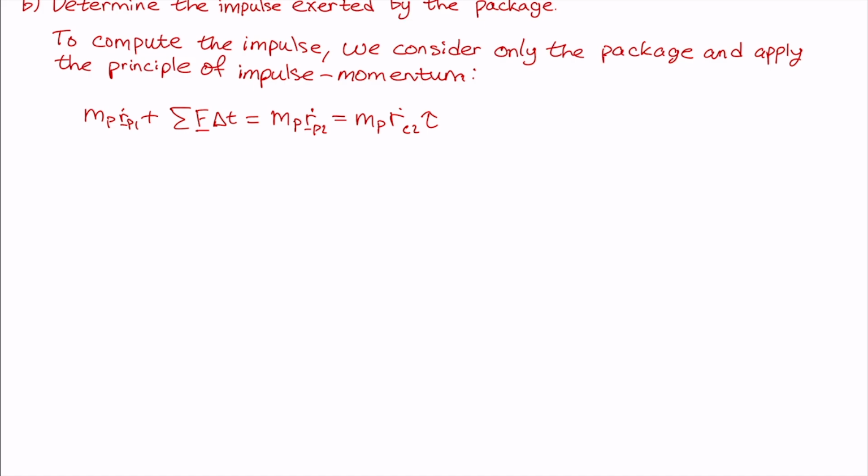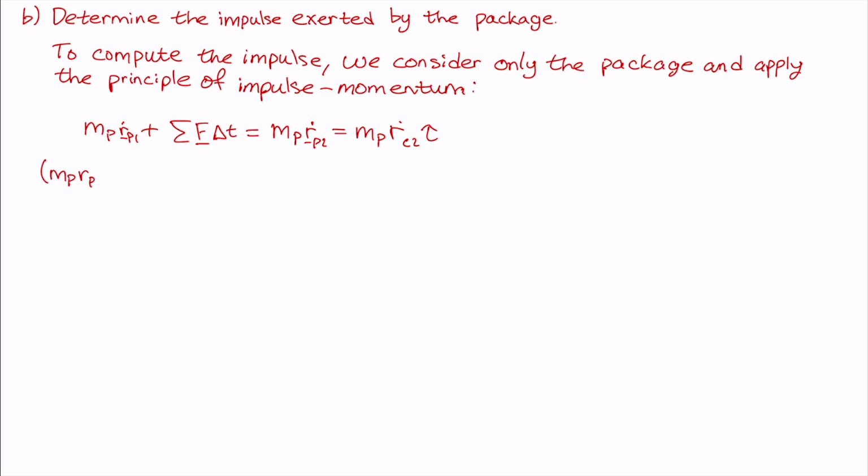So expanding the left-hand side into components, we're going to get m_p r_p1 dot cosine theta minus Fx delta t, that acts in the i direction, plus we're going to have minus m_p r_p1 dot sine theta plus Fy delta t, that acts in the j direction here, equal to m_p, and we'll just leave it as r_c2 dot right now, and then we'll introduce it later on, just to save us from having to write it out over and over. And this is in the i direction, plus 0 j.